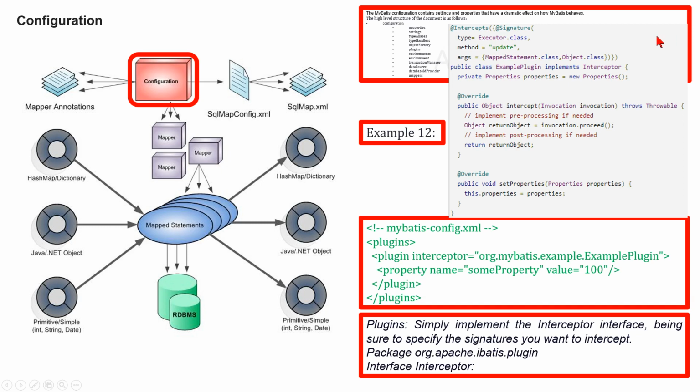Using plugins is pretty simple, given the power they provide. Simply implement the Interceptor interface, being sure to specify the signatures you want to intercept. The plugin above calls the update method on the Executor instance, which is an internal object responsible for the low-level execution of mapped statements.